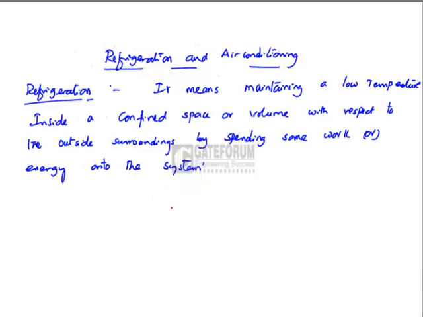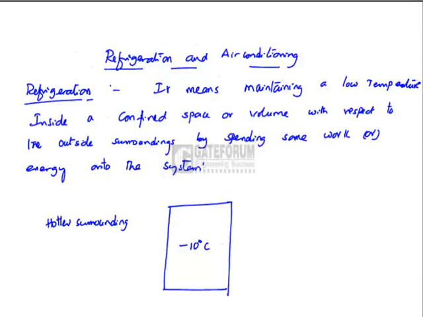Pictorially speaking, say you want to maintain minus 10 degrees centigrade with respect to the hotter surroundings or environment or atmosphere, which may be at 40 degrees centigrade. Inside this confined space, we would like to maintain minus 10 degrees centigrade as compared to the outside hotter environment of 40 degrees centigrade. How do we maintain this?